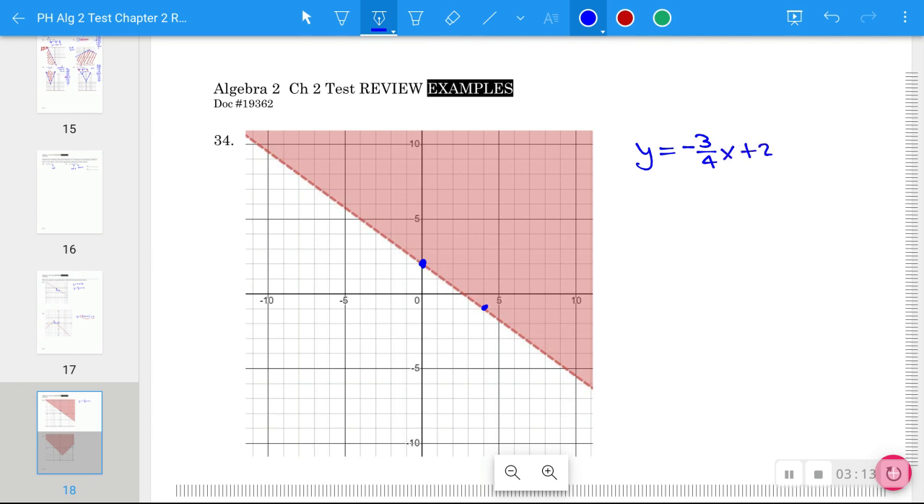But we are trying to shade above this, and we want a dashed border, and that combination goes with greater than. You can see it's shaded above and dashed. Okay, one more like this.